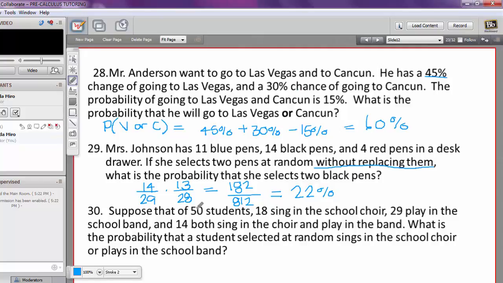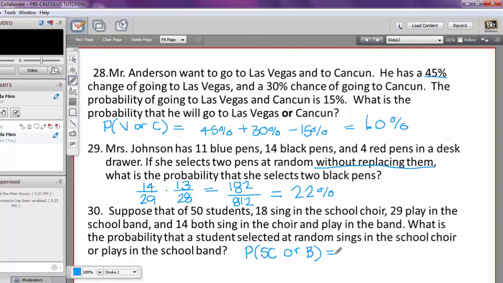30 says, suppose that of 50 students, 18 sing in the choir, 29 in the school band, and 14 both sing in the choir and play in the band. What is the probability that a student selected at random sings in the choir or plays in the school band? I'm going to write that out, the probability that they sing in the choir. So I'm going to say SC for sings in the choir, or I'm going to put B for band.